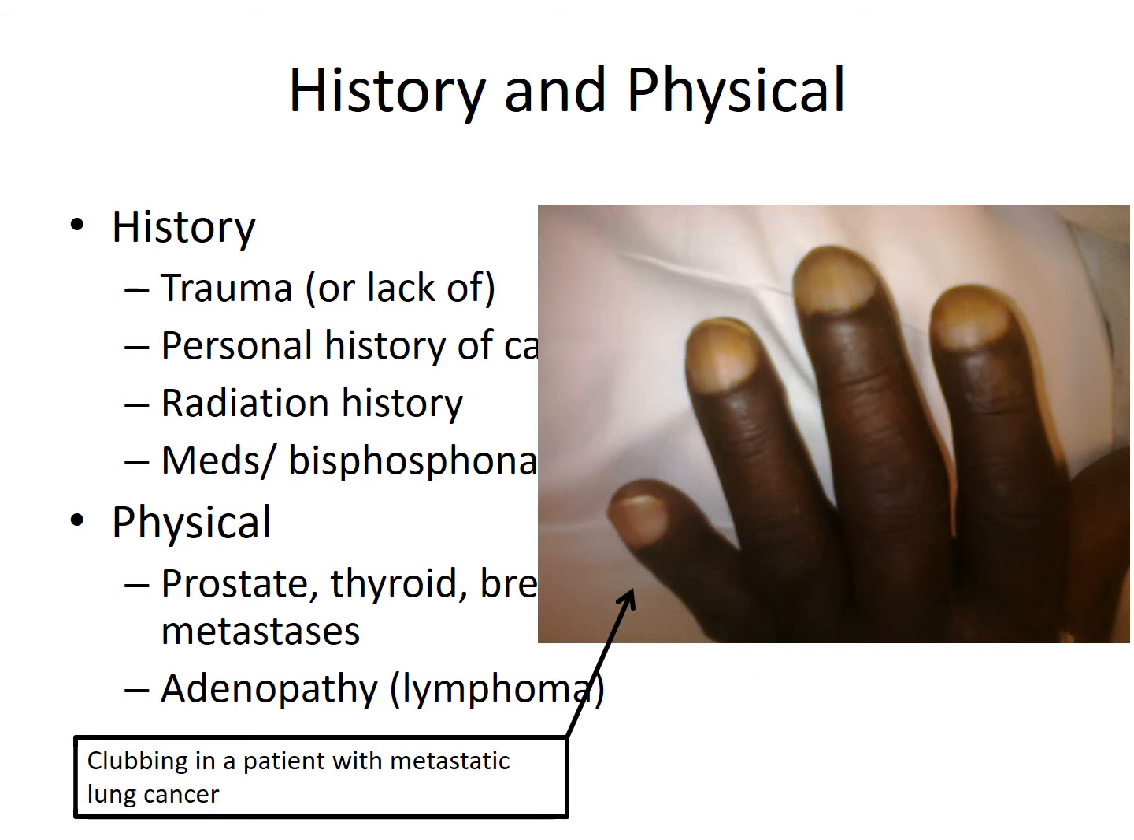Here's a patient who presented with a lytic humerus lesion, and just on physical exam he had a significant smoking history and clubbing of his fingers, as is seen with years of smoking, and it was easy enough to diagnose him with metastatic lung cancer.